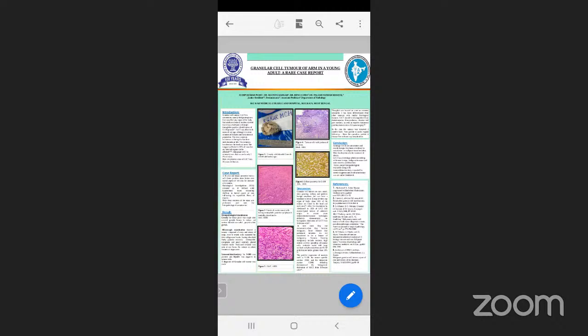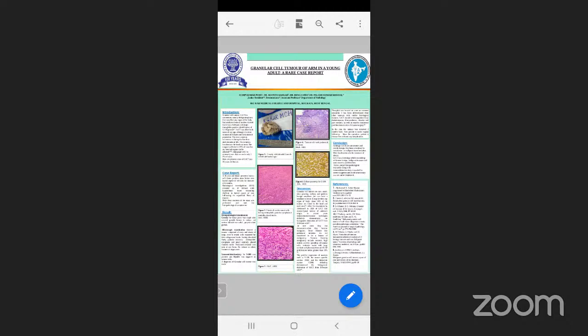Microscopic examination showed an ill-defined tumor composed of nests and sheets of large oval to round cells separated by thin collagenous bands. Individual cells had abundant finely granular eosinophilic cytoplasm and small centrally placed rounded nuclei. Perineural invasion was seen at one focus. No mitosis or other features of atypia were seen.